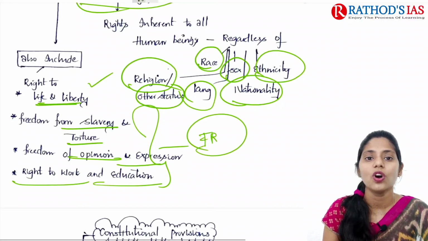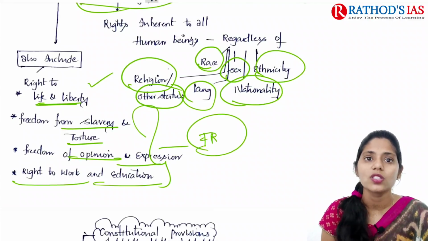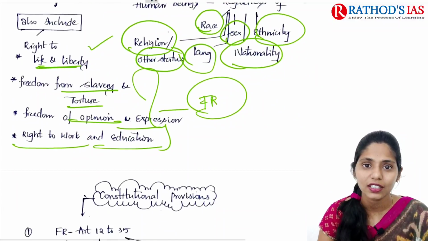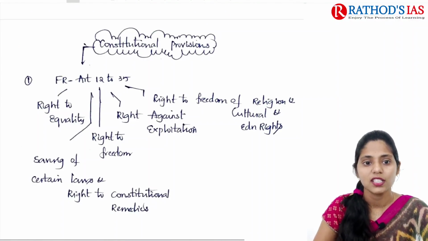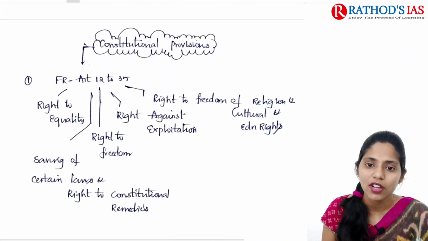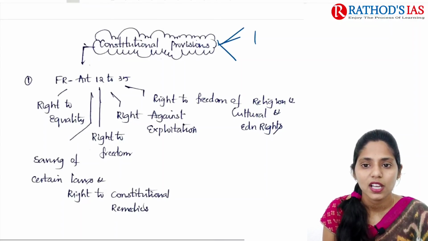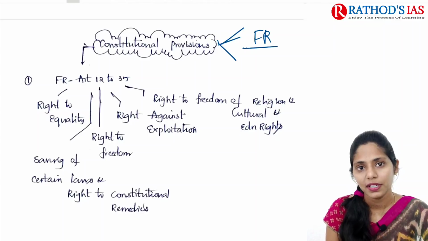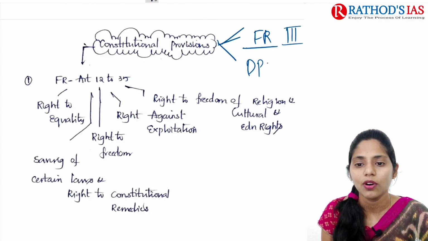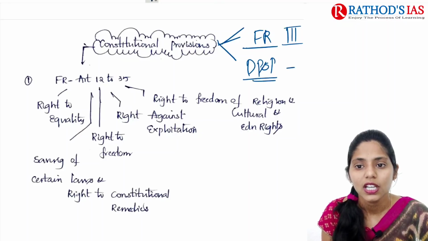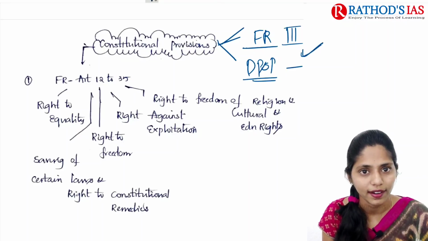So now let us move on to the constitutional provisions present in our Constitution regarding human rights. In our Constitution, especially two parts talk about human rights: one is the Fundamental Rights, and another is the Directive Principles of State Policy.